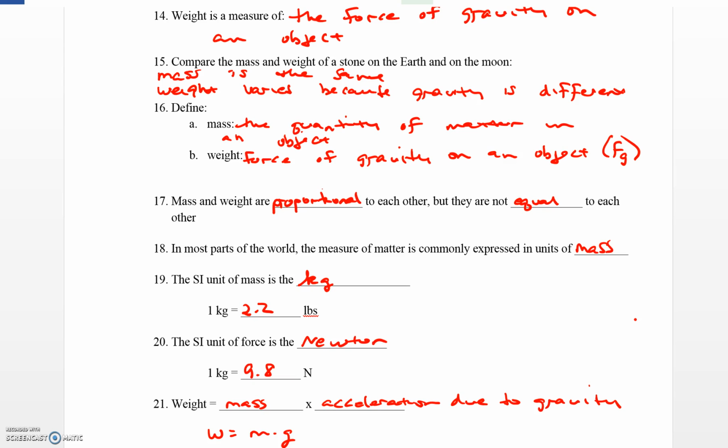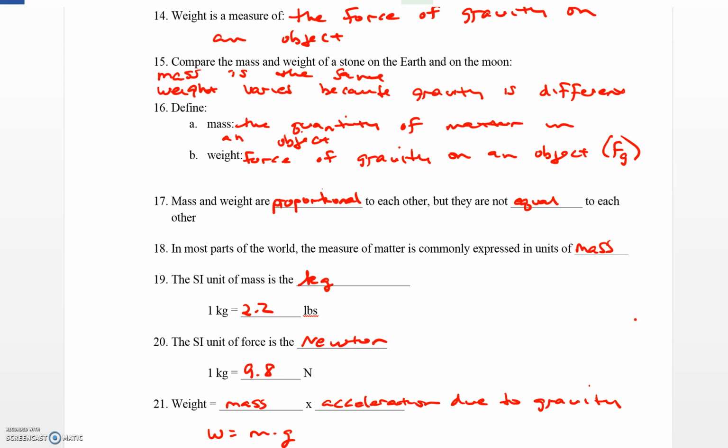15 says compare the mass and weight of a stone on the earth and on the moon. Mass is the measure of the amount of matter that's in an object. It does not matter where a particular object is, so the mass of our stone will be the same on the earth as on the moon. But weight depends on gravity, so the weight will be different on the earth than on the moon. The earth has a greater gravitational force, so it would have a greater weight on the earth than on the moon. Number 16 says to define mass and weight.